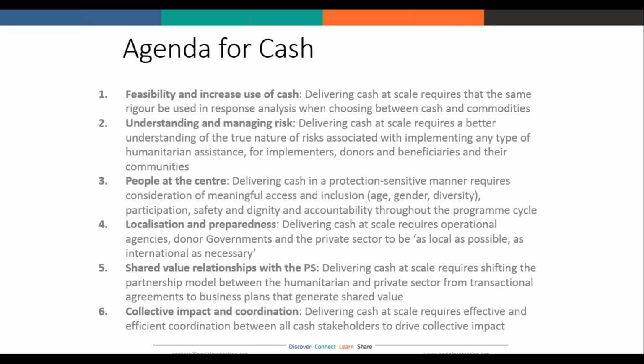The fifth one is about creating different relationships with the private sector. It's not about just carrying on doing what we've been doing with the private sector. It's about creating relationships of shared value for both sides to improve the way we assist people in need. And finally, it's also around collective impact and coordination. The participants in the Agenda for Cash strongly believe that delivering cash at scale requires effective and efficient coordination between all cash stakeholders, based on an understanding of collective impact, which speaks a lot to the way that this process has been driven as well. Can I get the next slide, please?